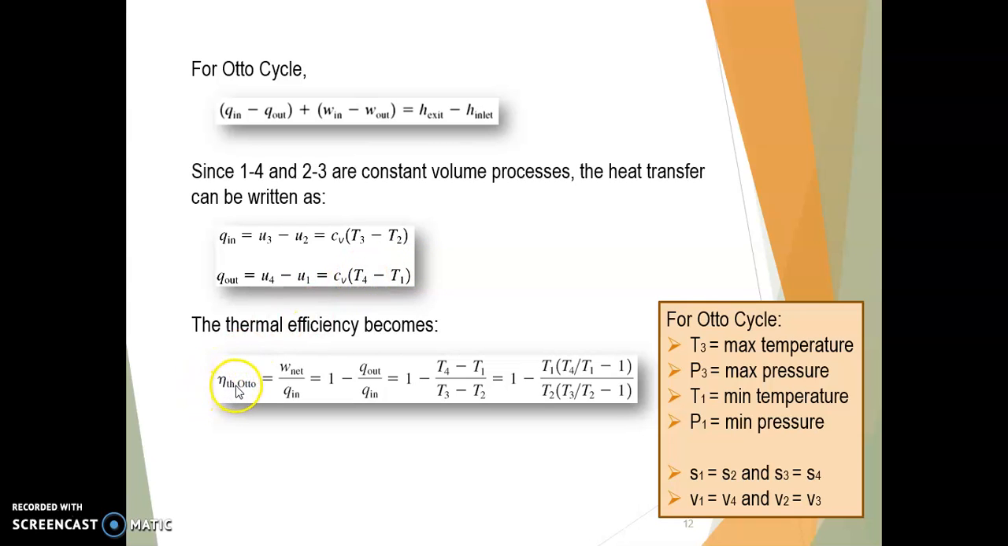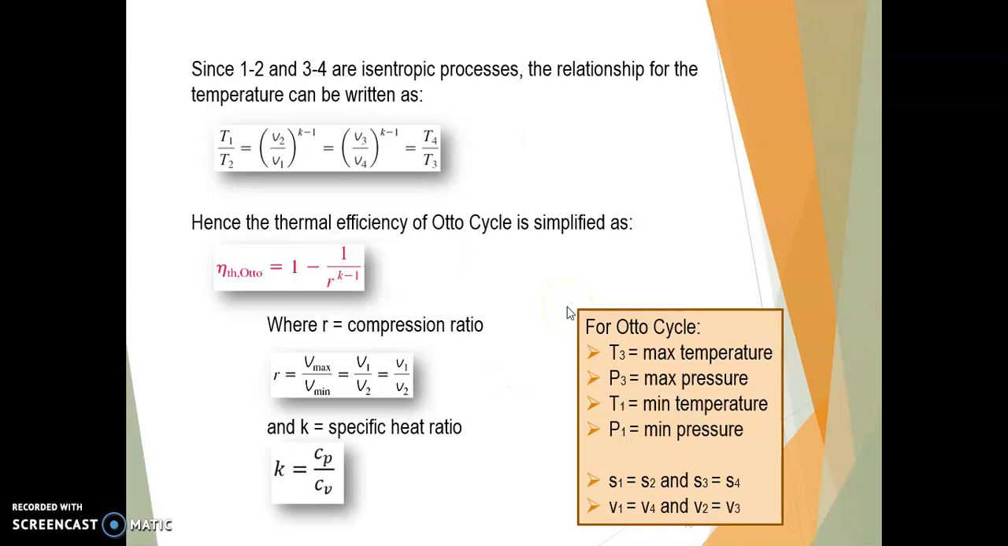So the efficiency of the Otto cycle, as we explained earlier in the beginning, is W net over the heat in, which equals 1 negative Q out over Q in, and so on, based on the formula that we have explained just now.